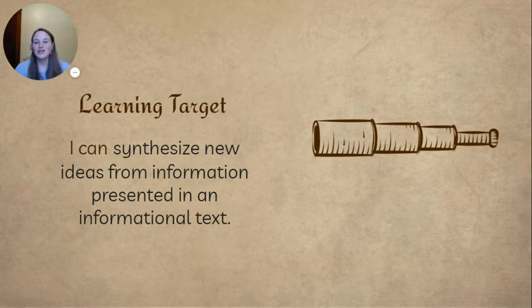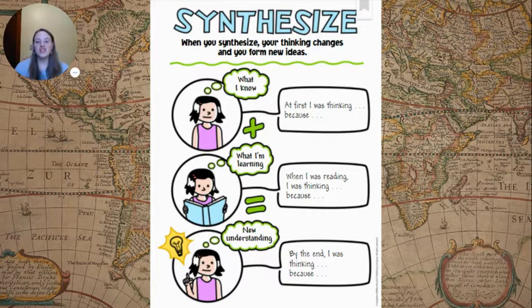So for today, our learning target is I can synthesize new ideas from information presented in an informational text. When we're synthesizing information, we're really thinking about what do we know coming in to a text. So I know this because of my experiences in life. And then we're going to read, and as we're reading, we're thinking, what am I learning about? Now that I'm reading, I'm thinking because, and then by the end of the text or the section, we're going to have a new understanding.